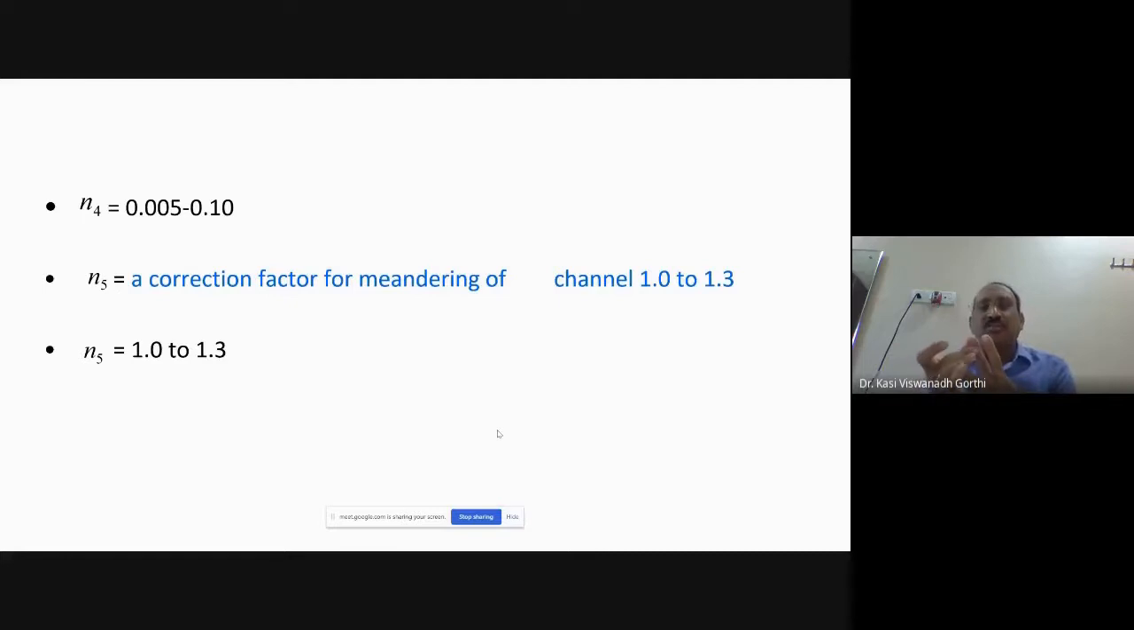The velocity also will remain constant from one section to the other section along the length of the channel for uniform flow. Number three, the slope of the total energy line is equal to the slope of the water surface is equal to the slope of the channel bed. SF is equal to SW is equal to S0 is equal to S. So these are the three main features of the uniform flow.